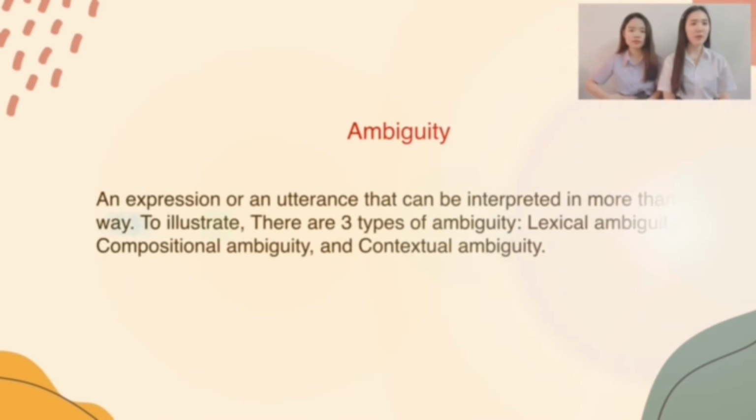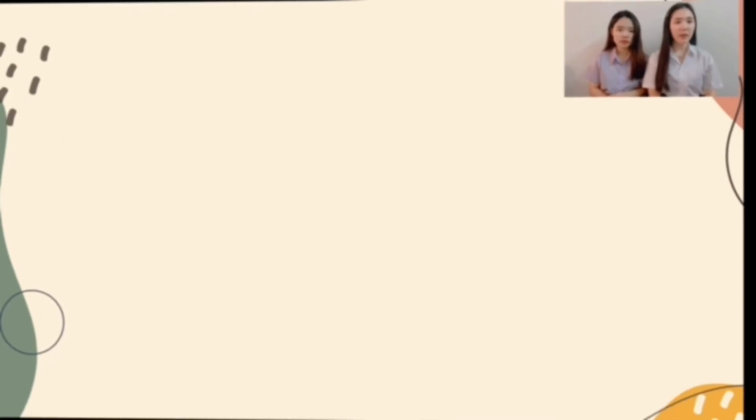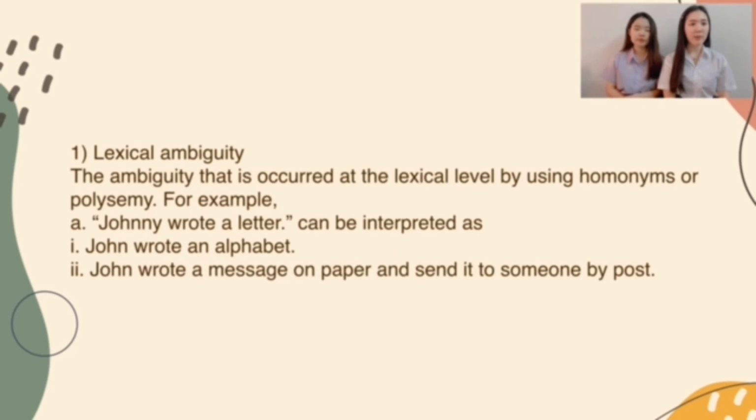Ambiguity is an expression or utterance that can be interpreted in more than one way. To illustrate, there are three types of ambiguity: lexical ambiguity, compositional ambiguity, and contextual ambiguity. First, lexical ambiguity is ambiguity that occurs at the lexical level by using homonyms or polysemy. For example, "Johnny wrote a letter" can be interpreted as John wrote an alphabet letter, or John wrote a message on paper and sent it to someone by post.